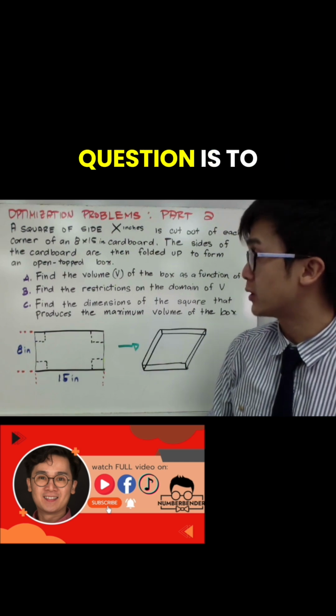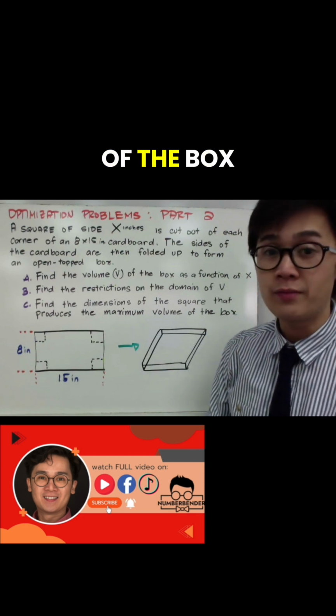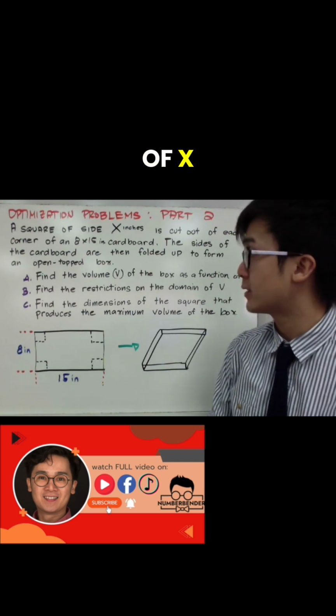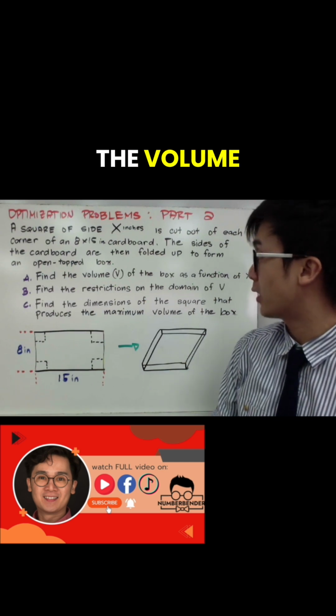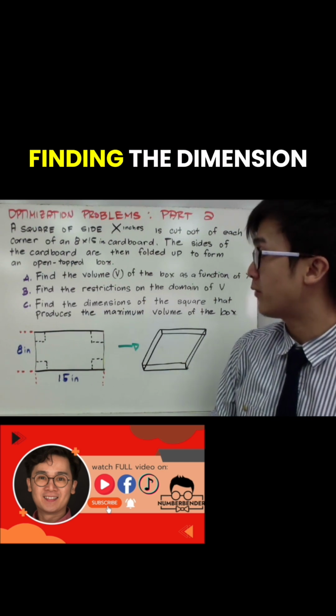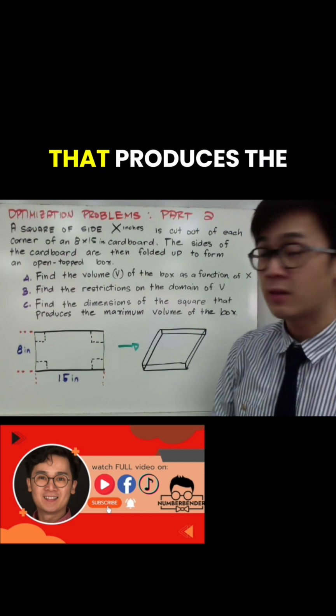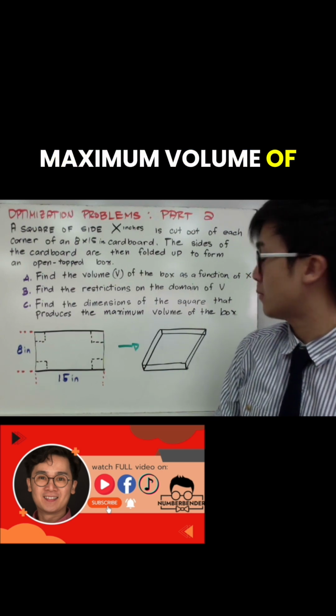So the first question is to find the volume of the box as a function of x. The second question will be finding the restriction of the domain of the volume. And the last question will be finding the dimension of the square that produces the maximum volume of the box.